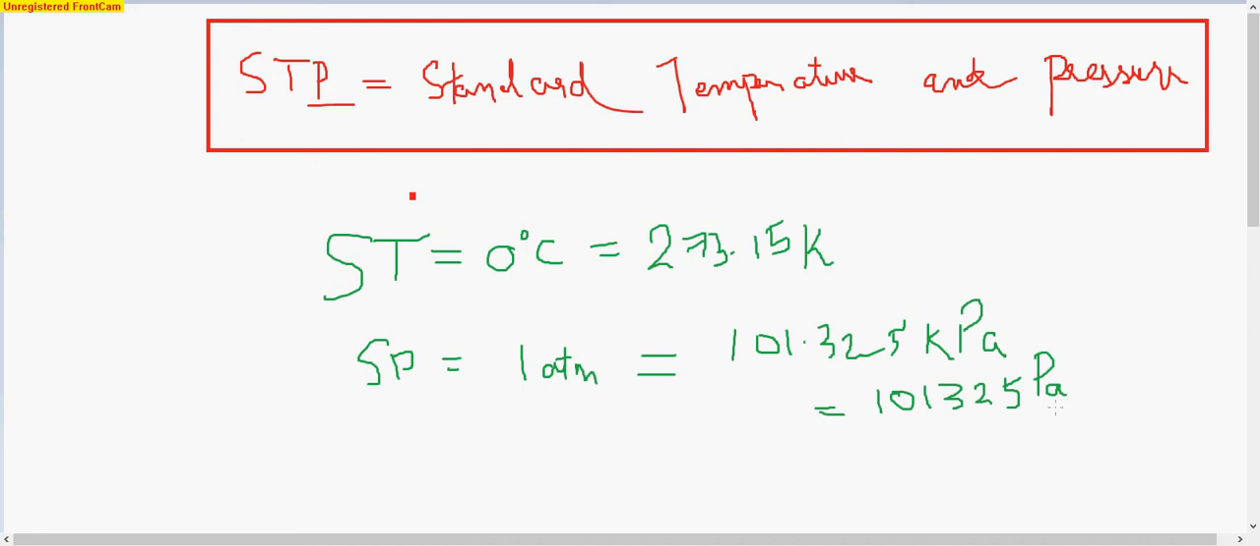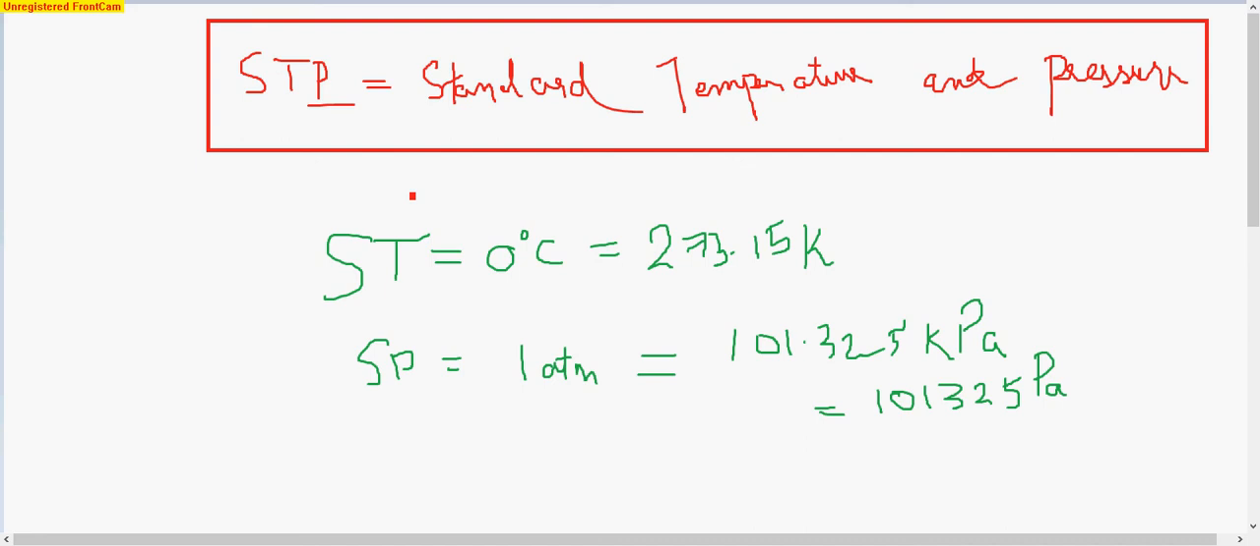I hope you've got what STP is. So if you see a statement that the evaporation point of water is 100 degrees Celsius at STP, it just means that the pressure over there is 1 atmospheric pressure, 1 atm. Okay.